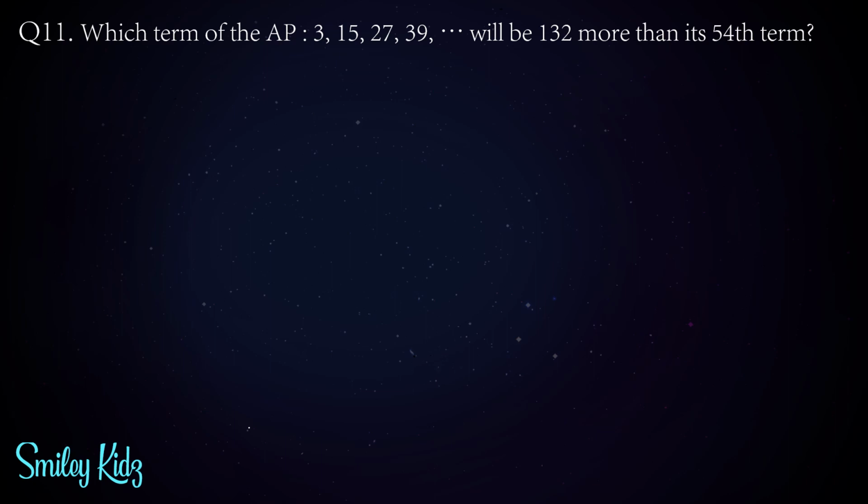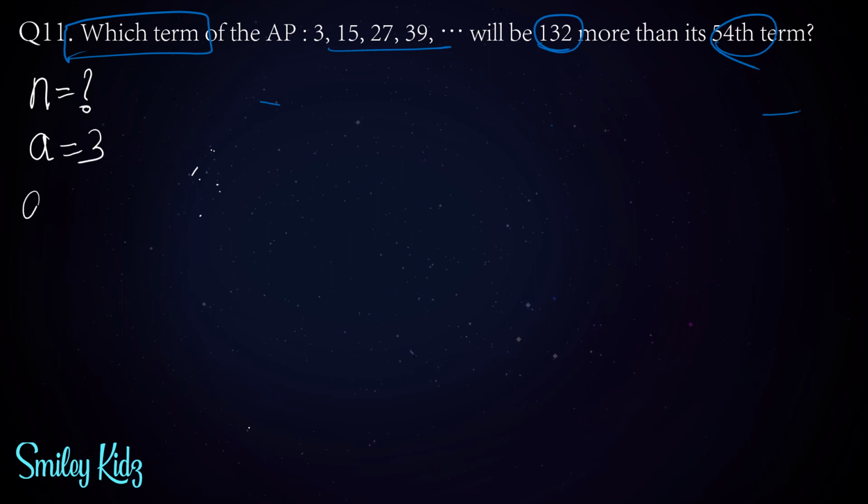Moving ahead, which term of the AP 3, 15, 27, 39 and so on will be 132 more than its 54th term? Now, whenever questions like "which term" arise, that means you're going to find the value of N. N is equal to question mark. A is equal to 3 and D is equal to 12. That means the first term is 3 and the common difference is 12. How did we get the common difference as 12? A2 minus A1, which is 15 minus 3, that is equal to 12.